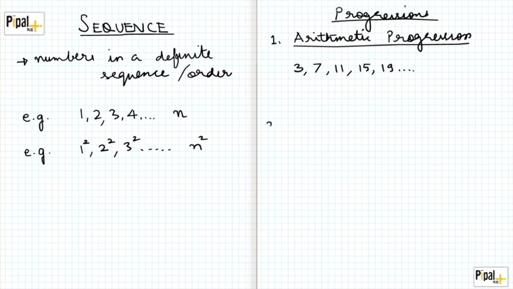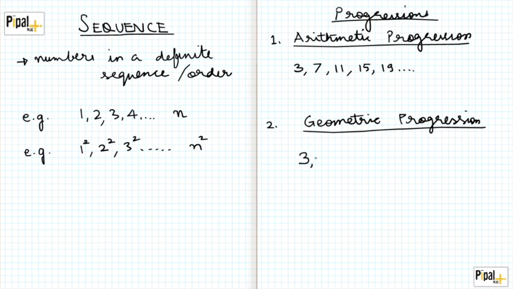Next, let's define a geometric progression. Now, unlike arithmetic progression, where I kept adding something to the first number to get my second and then added the same thing to get my third and so on, in the case of geometric progression, I will continue to multiply the starting number with a constant.